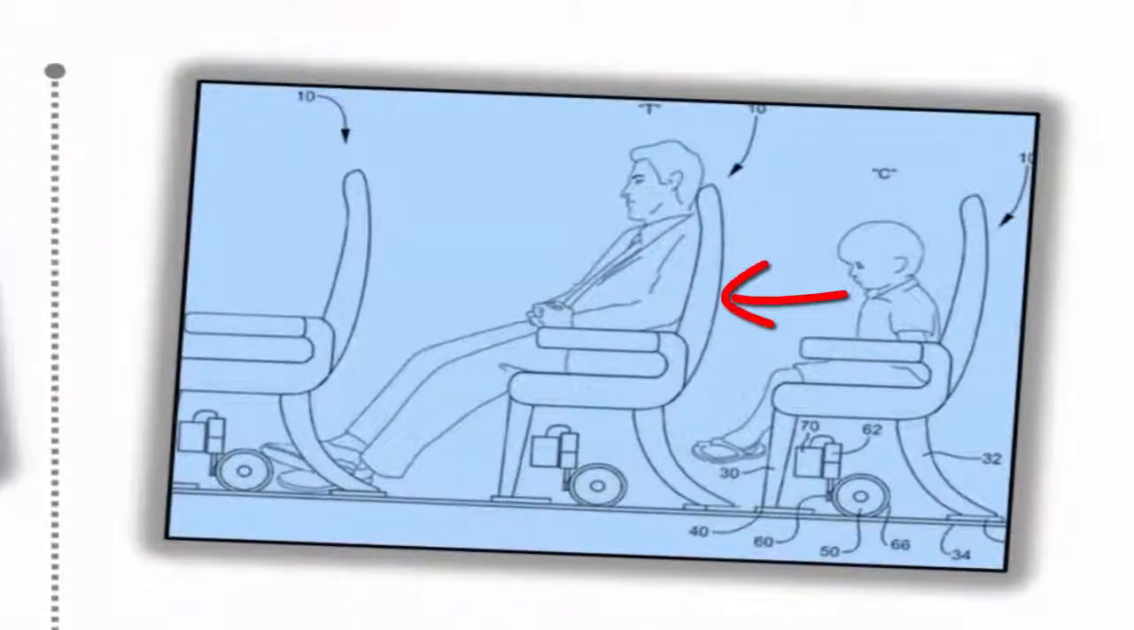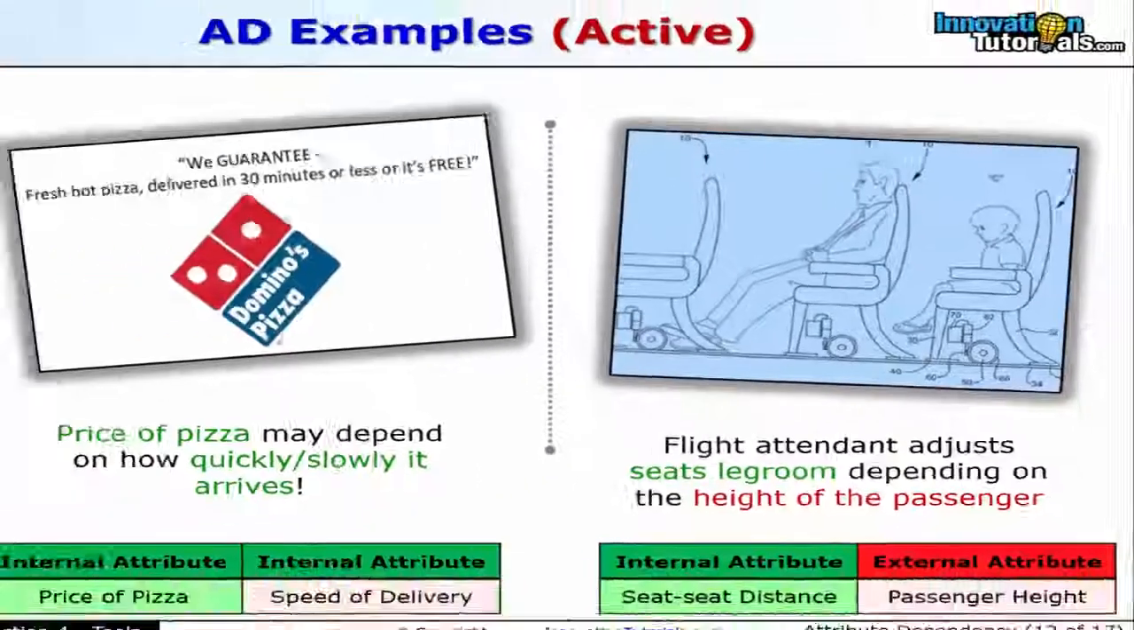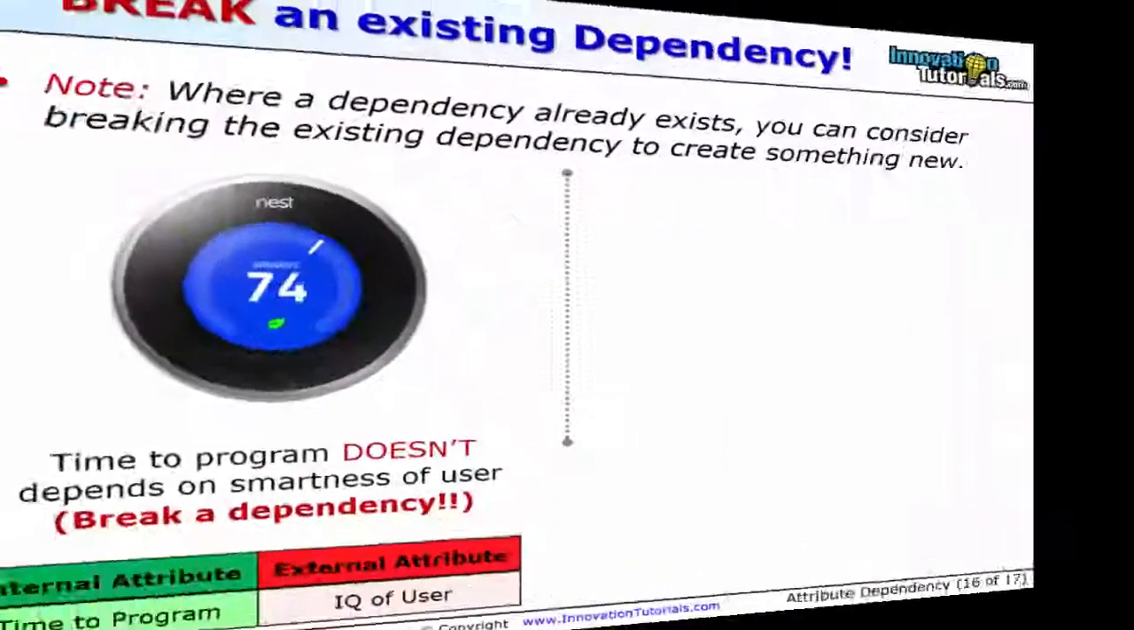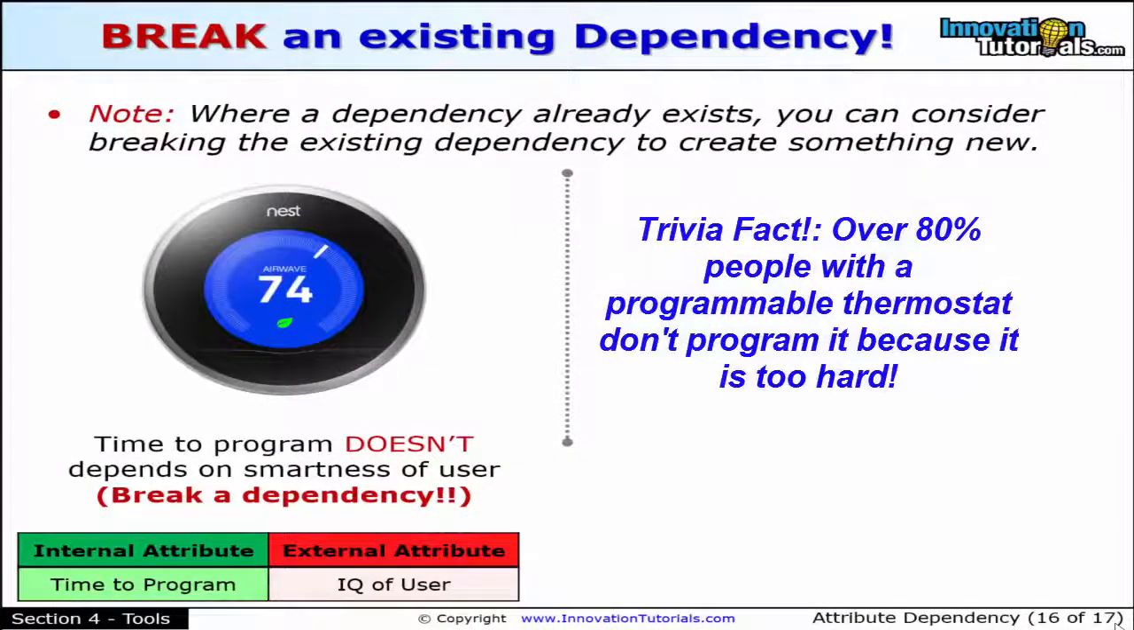This picture here shows a small child and a large adult, and you can see how they adjusted one to make it easier for the other. Internal attribute is the speed of the wipers. External attribute is the amount of rain. And the external attribute is the IQ of the user.